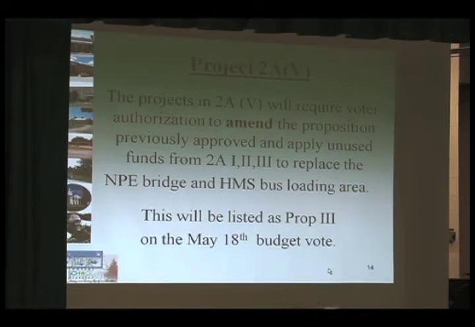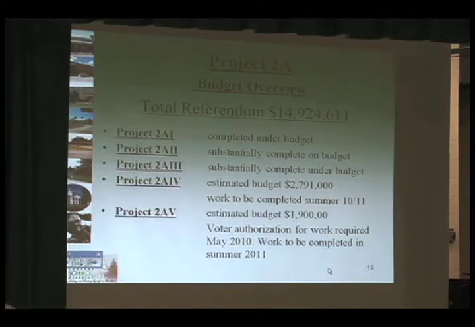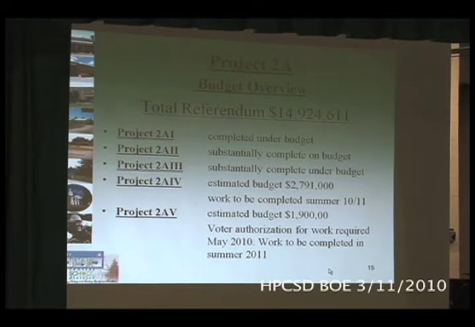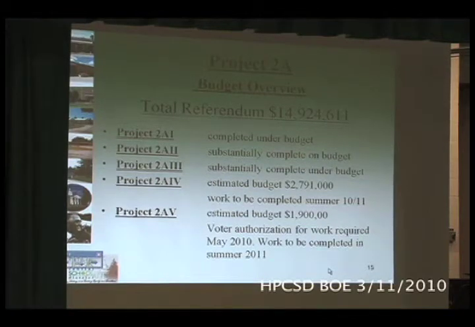Thank you, Bill. Just to summarize, we were very successful in our Project 2A1. The full referendum in 2007 was $14,924,611. We finished projects 1, 2, and 3. We're continuing 3 work right now. Our estimated budget for 2A4 this summer is $2,700,000, and this work will be completed this summer. And the 2A5, as Bill said, has an estimated budget of $1,900,000.